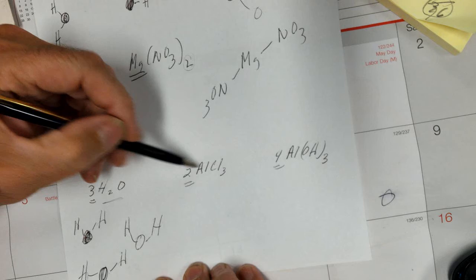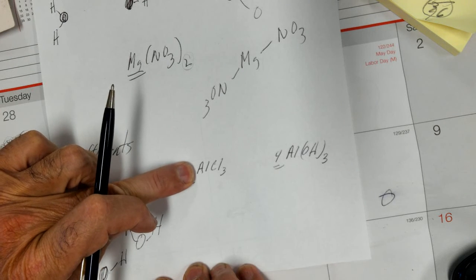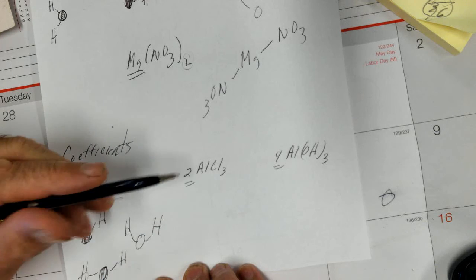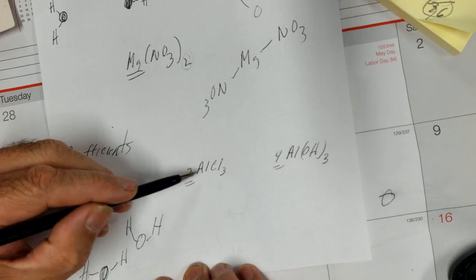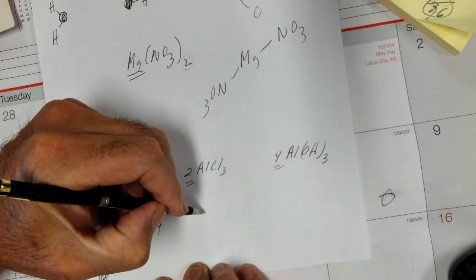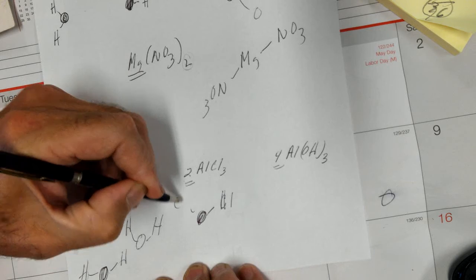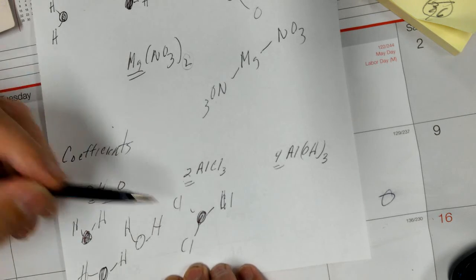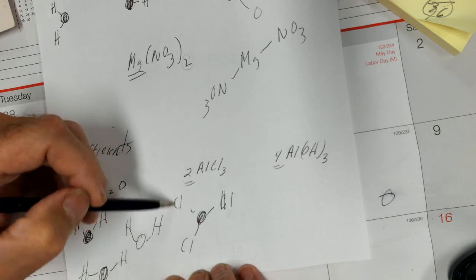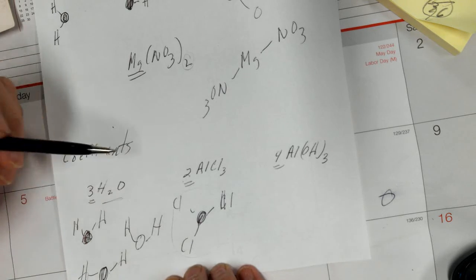In the case of aluminum chloride, 1 molecule of aluminum chloride would have 1 aluminum and 3 chlorines. So 2 molecules should have 2 aluminum atoms and 6 chlorine atoms. Of course, 1 molecule of aluminum chloride would look like this. So a second one would be the mirror image, the exact same thing. And there would be obviously a total of 2 aluminums and 6 chlorines.